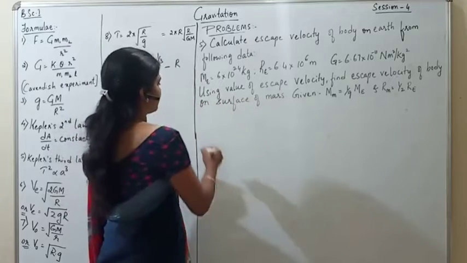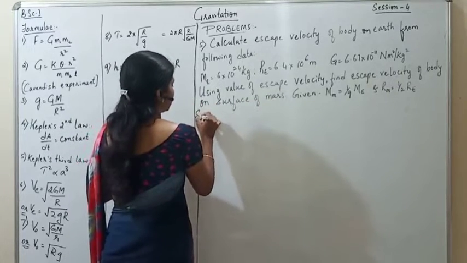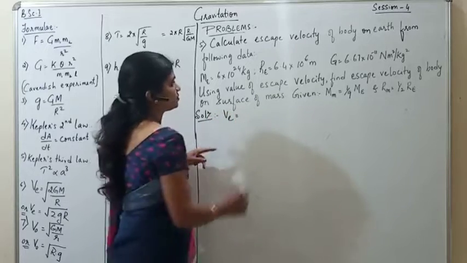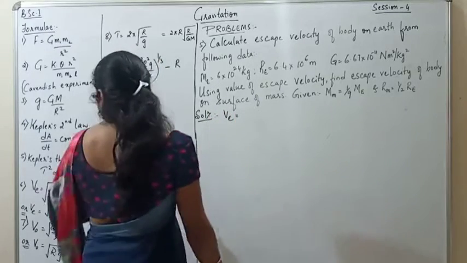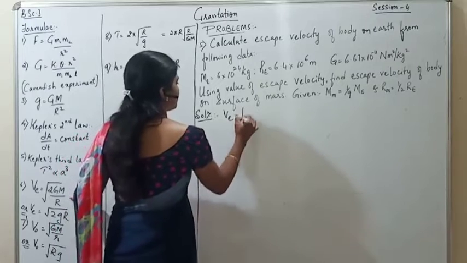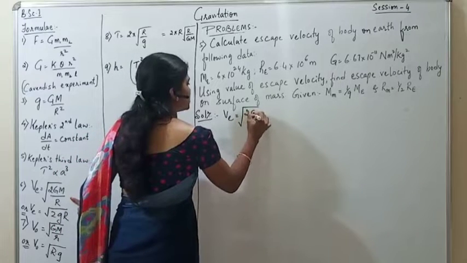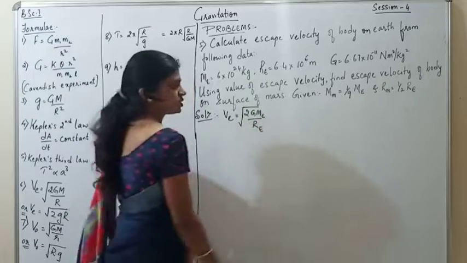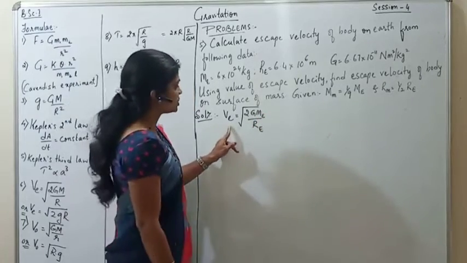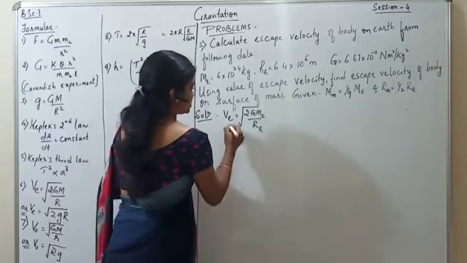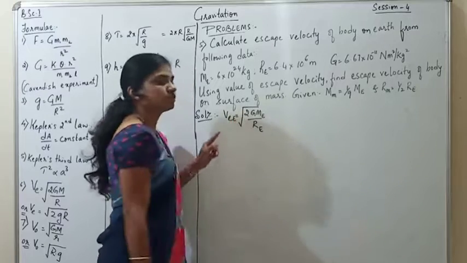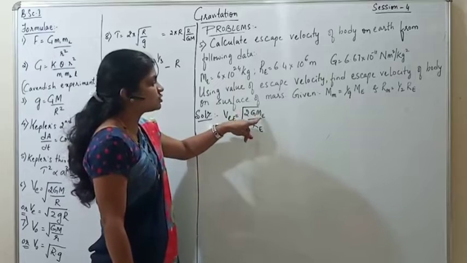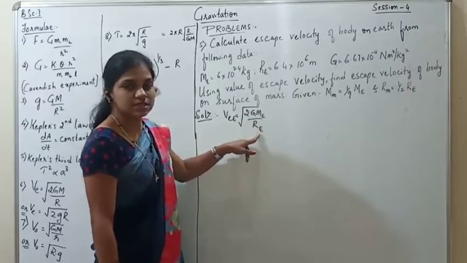So firstly, let's calculate the escape velocity on the Earth. Okay, so what is the formula? It is square root of 2GM by r. So mass of Earth, radius of Earth, right? So this is the escape velocity on the surface of Earth. So I'll denote it as VE, and mass of Earth is ME, radius of Earth is RE.